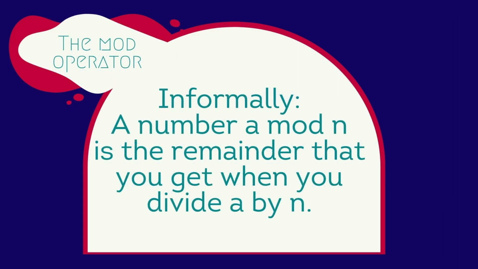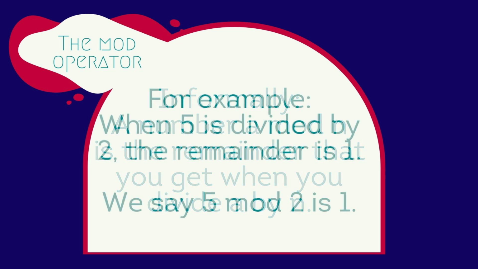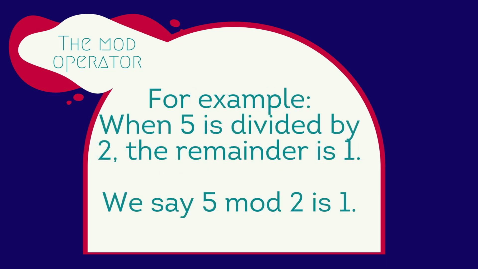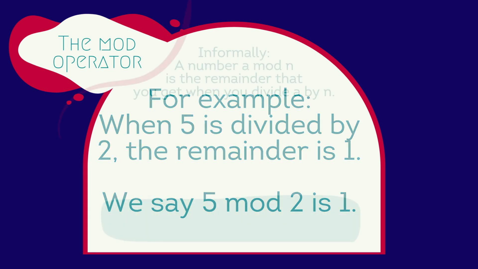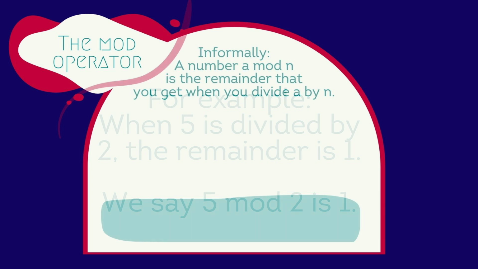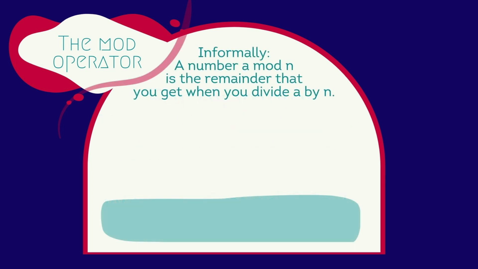So the word mod or modulo can informally be thought of as asking for the remainder when you divide one number by another. For example, when 5 is divided by 2, the remainder is 1, and we say 5 mod 2 is 1 or is equal to 1. Now let's formalize this definition. This is going to be a little dense, but the meaning is still essentially the same.